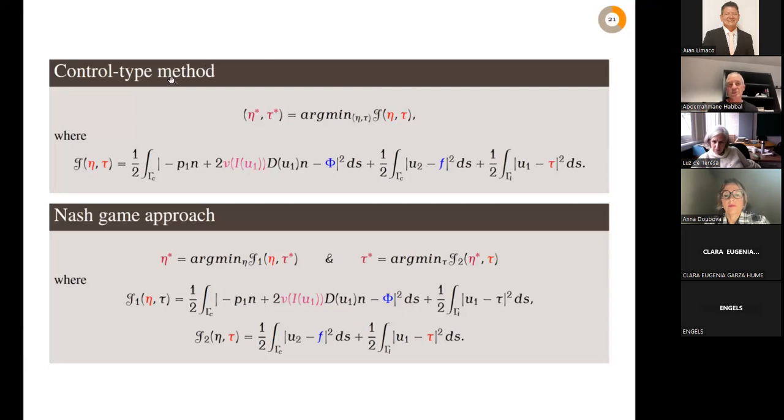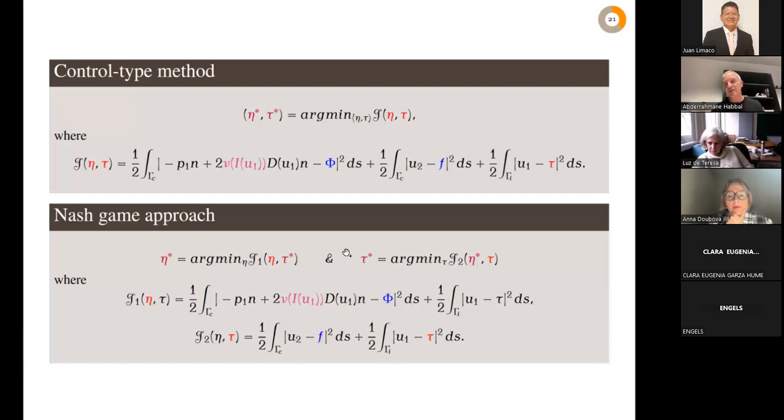And here you see the classical formulation, which was present in the literature much before we started applying games to tackle data completion problems. So optimal control means that I minimize one cost functional with respect to eta and tau. So there is a single decision maker and a single cost.